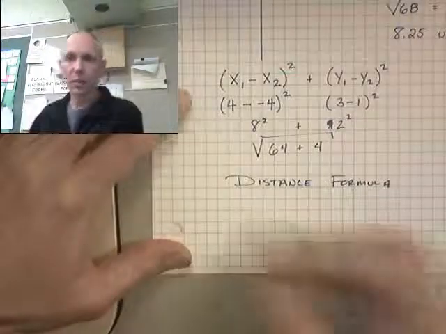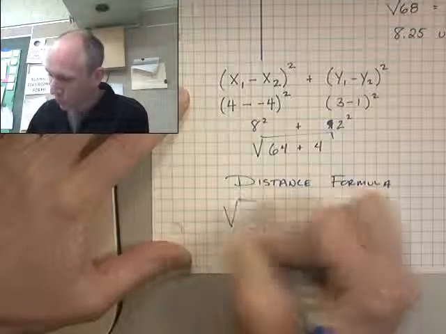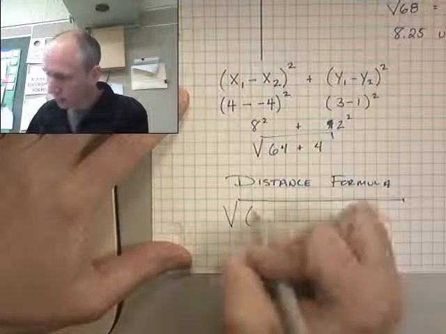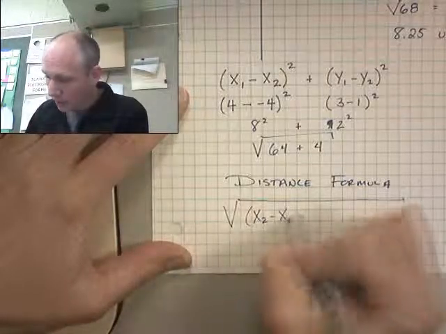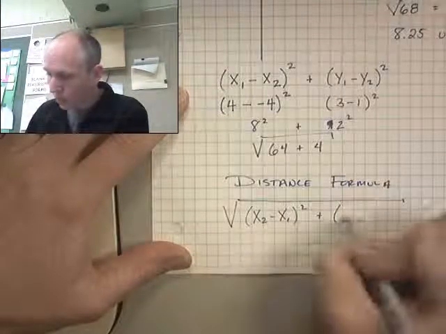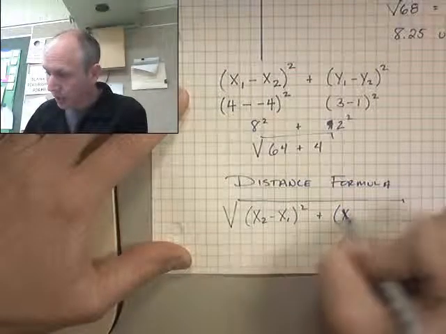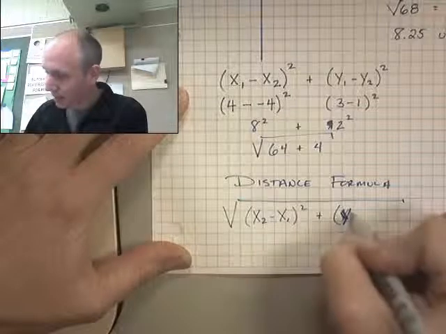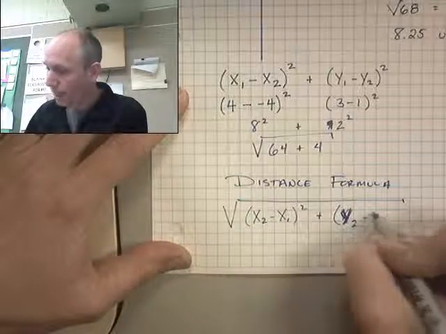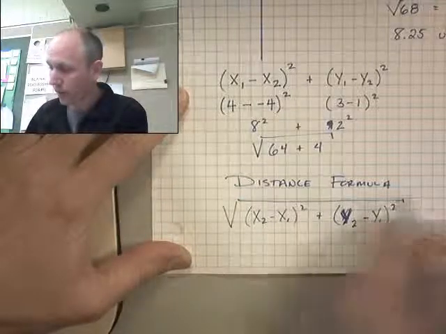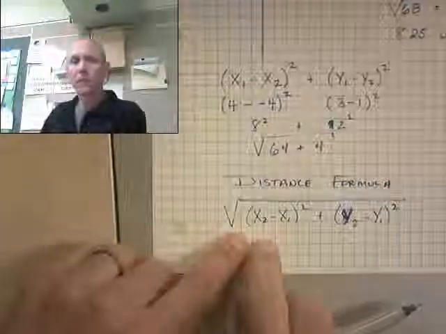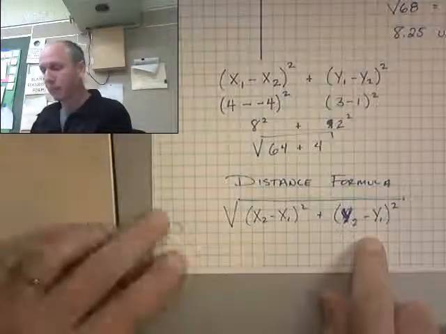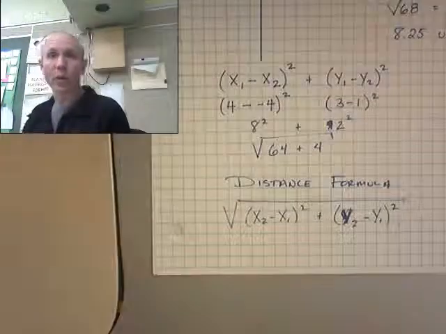Distance formula is this. It's the square root of x2 minus x1 squared plus y2 minus y1 squared. Man, this is a crummy video today. Find the distance between the x's. Find the distance between the y's. Square them. Take the square root of that.